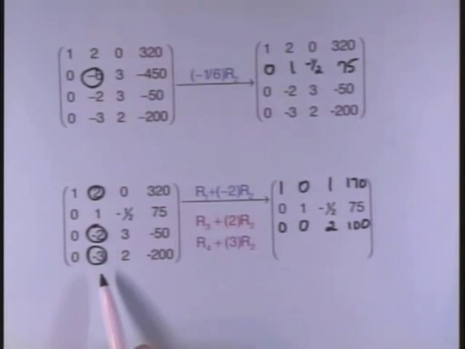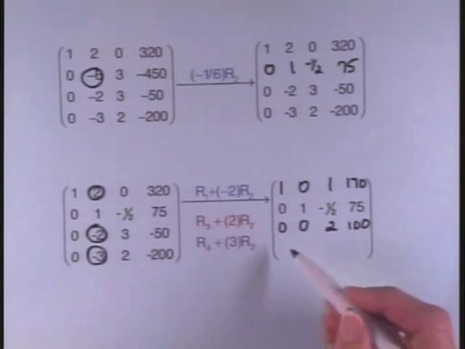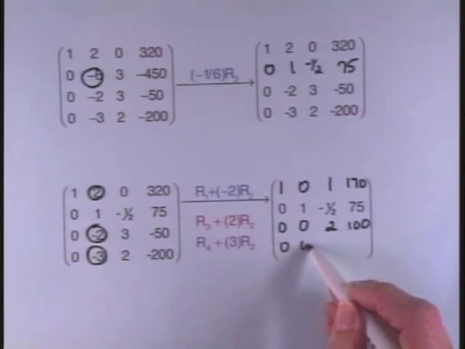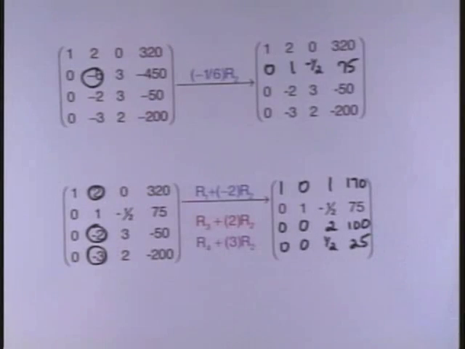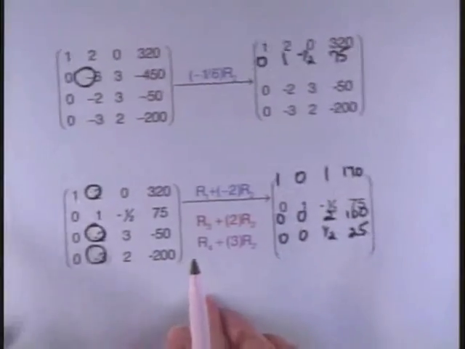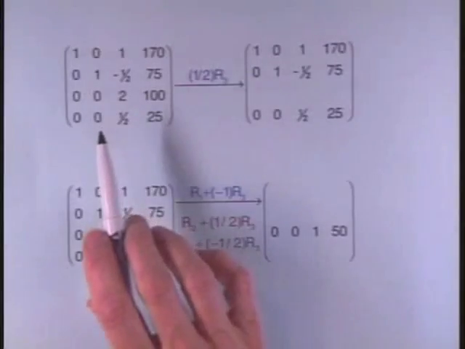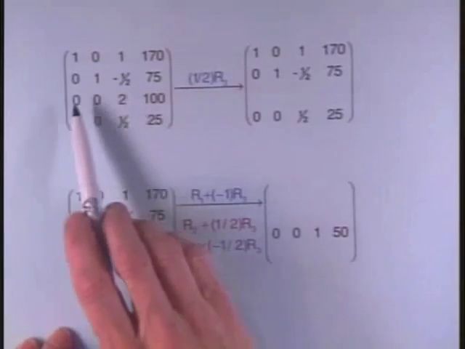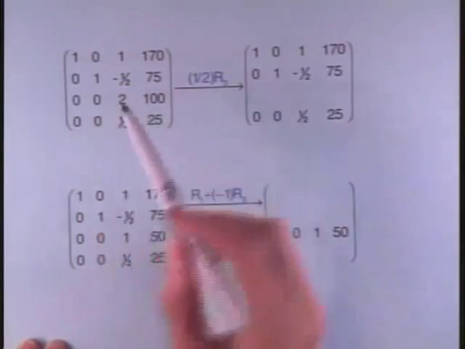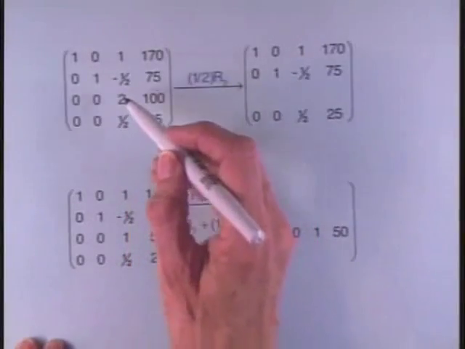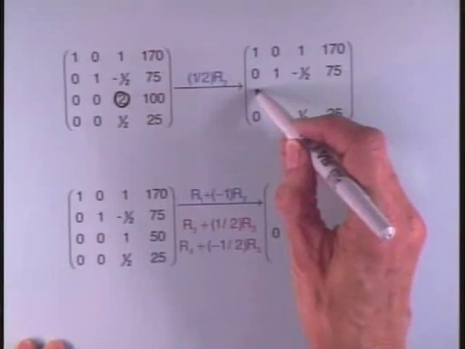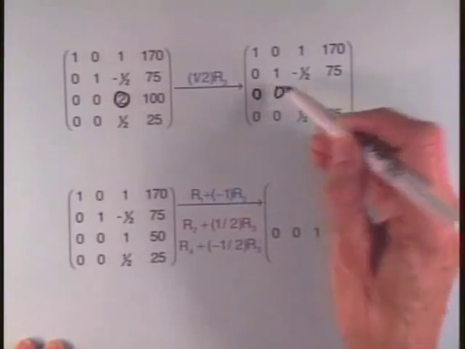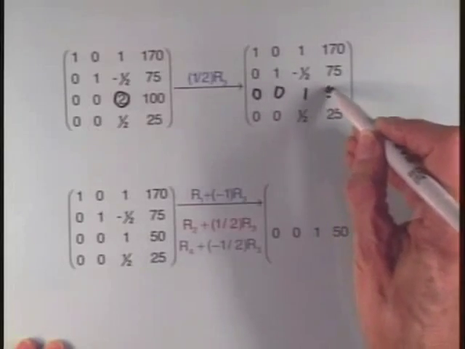For the negative 3 to become a 0, we'll take row 4 plus 3 times row 2 to give 0, 0, 1/2, 25. And repeating our final matrix for the next step, we have to find a leading 1 now in the third column since the first 2 columns are fixed. So we need a leading 1 where the 2 is. We'll take 1/2 of row 3, which will give us 0, 0, 1, 50.